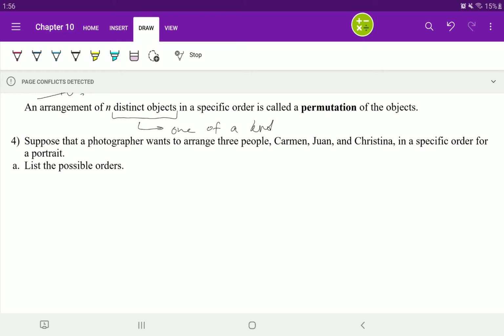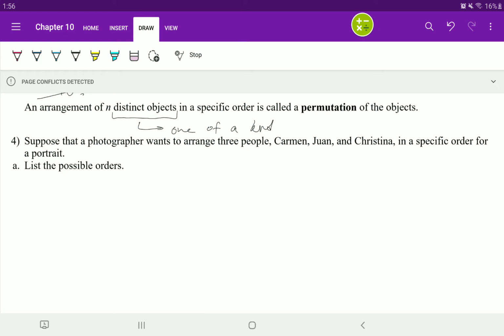Anyways, we're gonna be using permutations a lot, and probably for the rest of this section, and I'll also be introducing permutations more in my combination videos as well. So it says here, suppose that a photographer wants to arrange three people, Cameron, Juan, and Christina, in a specific order for a portrait. List the possible orders.